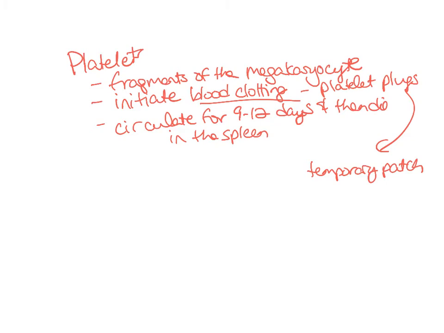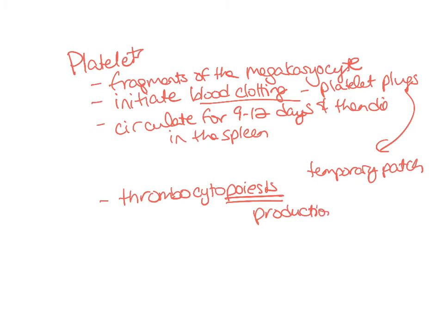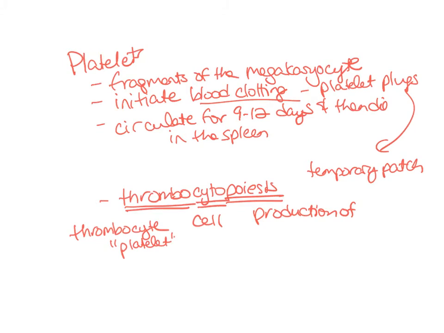Now, the production of platelets is called thrombocytopoiesis. Poiesis always means production of. Cyto means cell, and thrombo stands for a thrombocyte, which is another name for a platelet. So thrombocytopoiesis is the name we give for the production of platelets.